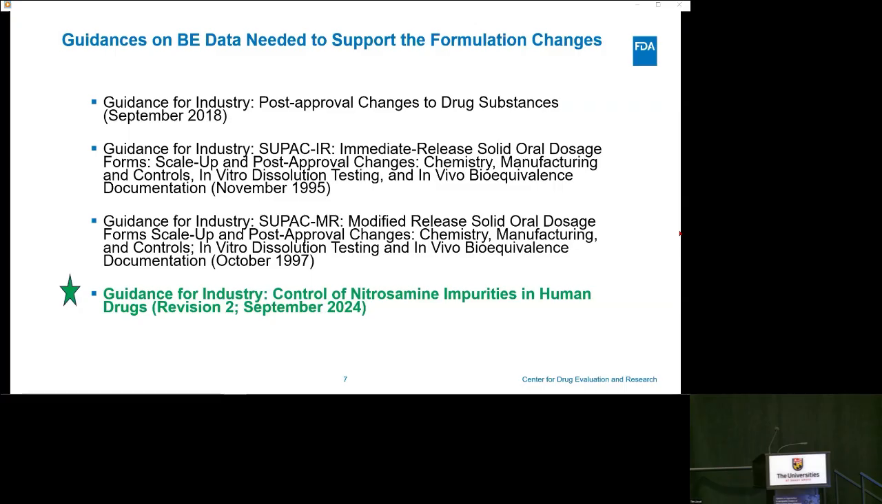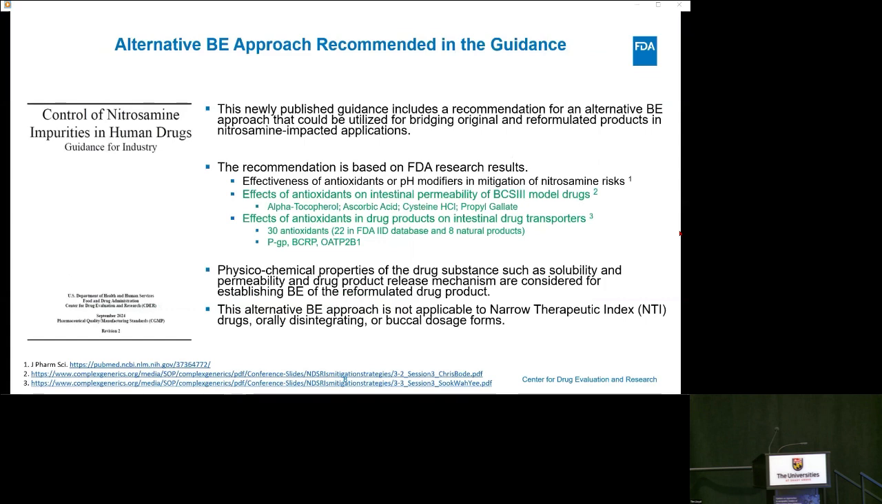The fourth one is the FDA's recently published guidance, Control of Nitrosamine Impurities in Human Drugs. This latest guidance also introduces an alternative B approach that may be used to support specific reformulations. The new guidance recommendation for an alternative B approach is based on FDA's research. Briefly, the research about effects of antioxidants on intestinal permeability of BCS3 model drugs, and the research about effects of antioxidants in drug products on the intestinal drug transporters demonstrates that the addition of certain antioxidants does not affect absorption of BCS3 drugs. The results are also considered appropriate to extrapolate to BCS1 and BCS2 drugs.